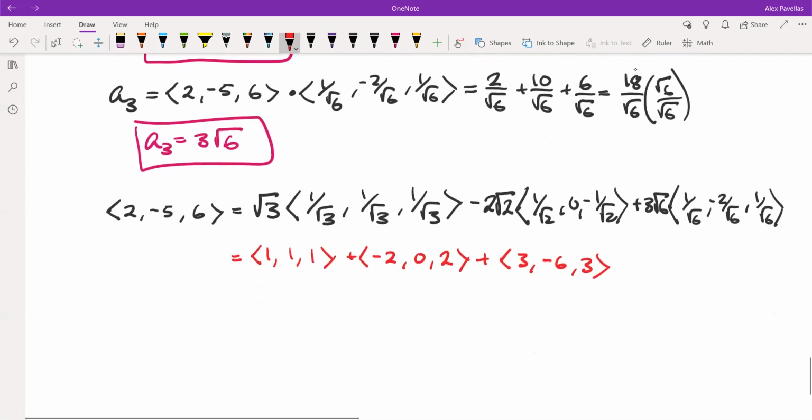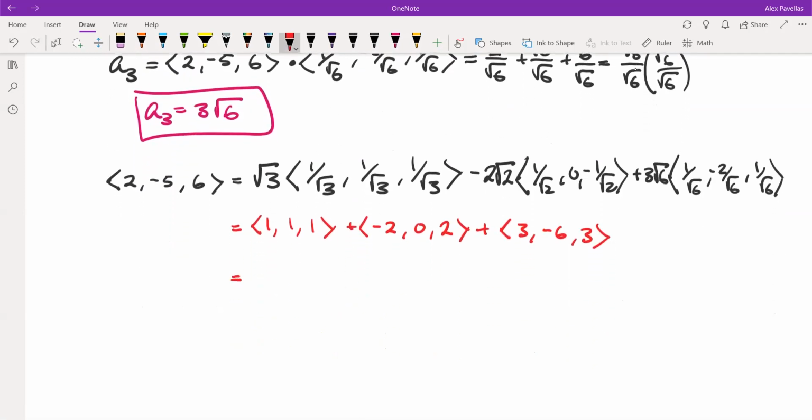And if we add all of these vectors up, so the x component, 1 minus 2, which is negative 1, plus 3, that's 2. And then if I do the y components, 1 plus 0 minus 6, that's minus 5. And then if I do the z components, 1 plus 2, that's 3, plus another 3, that's 6. Oh, yay, cool. So check, this actually works.